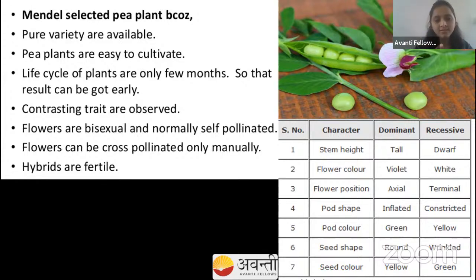How many characters? Guys, in some exams they ask how many characters he studied. In some exams, they ask how many traits he studied. Don't confuse between characters and traits. In the beginning, we have already studied what is a character and what is a trait. Now you tell me how many traits he studied. I need an answer from YouTube also. Tell me how many traits he studied. Fast. I need an answer from everyone.